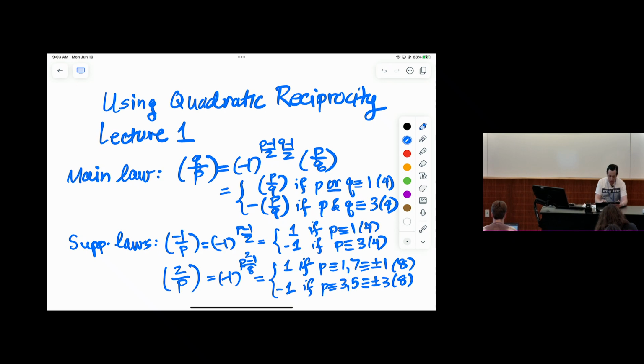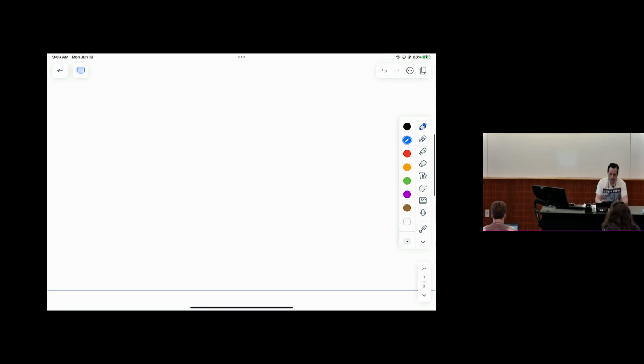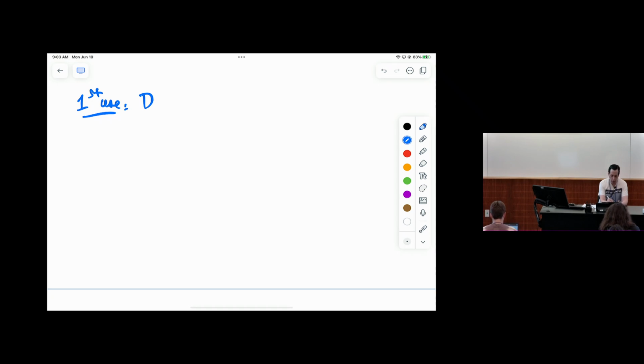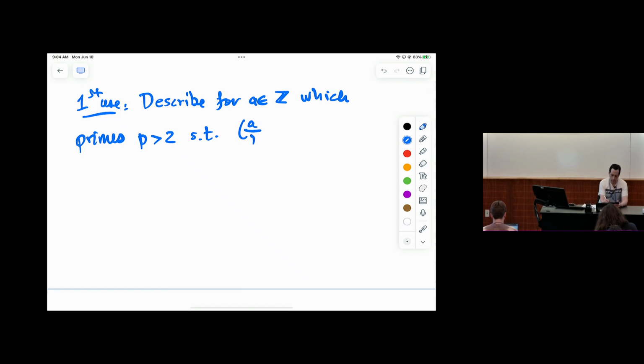One of the first things that's done with quadratic reciprocity is to describe, for an integer a, all the primes for which a is a square. So rather than fixing p and asking what are the squares mod p, we fix a and ask for which primes p is a square mod p.